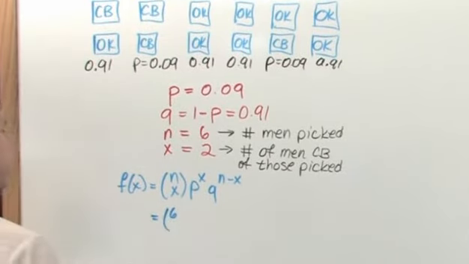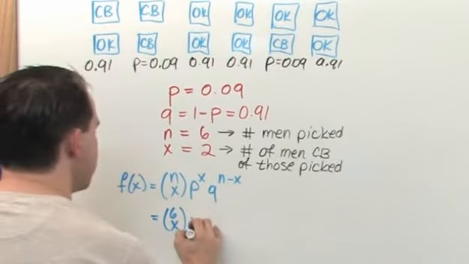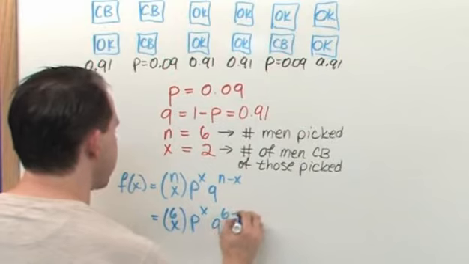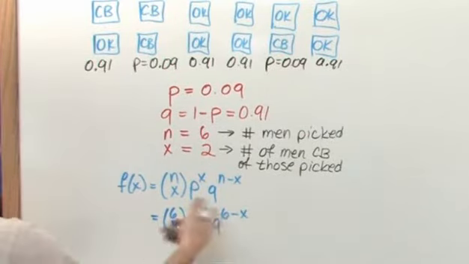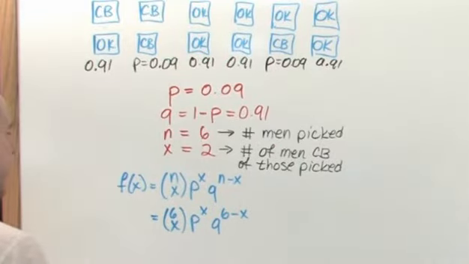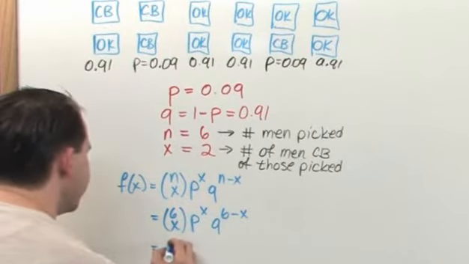If I wanted to write down the general form of it, n is equal to 6, combination with x, which we know is equal to 2, p to the x, q to the 6 minus x. All I've done is plug in what n is. I haven't done anything else. I'm just showing you where it would go.